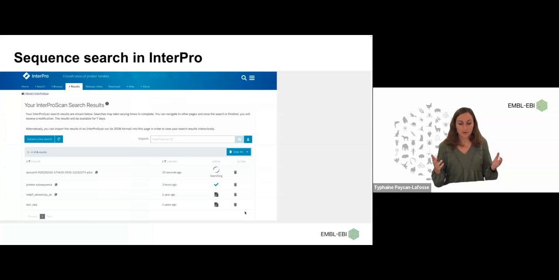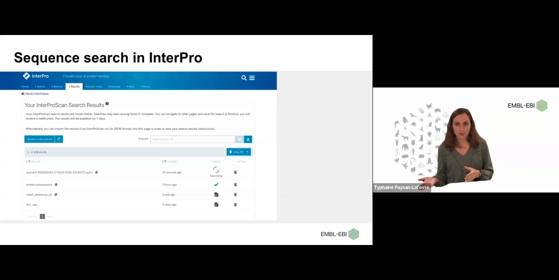So once you click on the search button, you are redirected to your InterPro Scan search results. On this page, you have a table showing the list of previously run searches, ordered by date of analysis. But you can filter that. By default, the most recent one is at the top, but you can order this column the other way around. Something to remember is that the search is saved for 7 days in our servers.